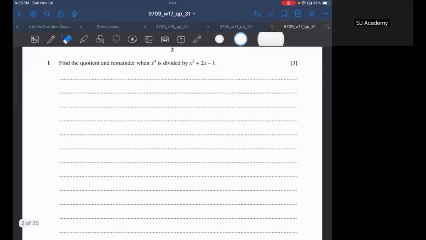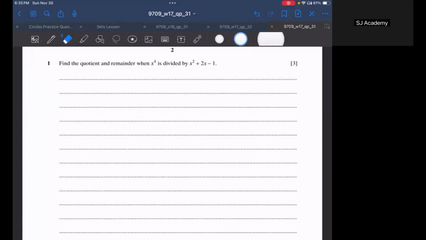In question 1, we have to find the quotient and remainder when x⁴ is divided by x² + 2x − 1. Now, a quick revision: let's say we are dividing 7 by 3, so we write 7 inside and 3 over here, and 1 is our remainder and 2 becomes our quotient.